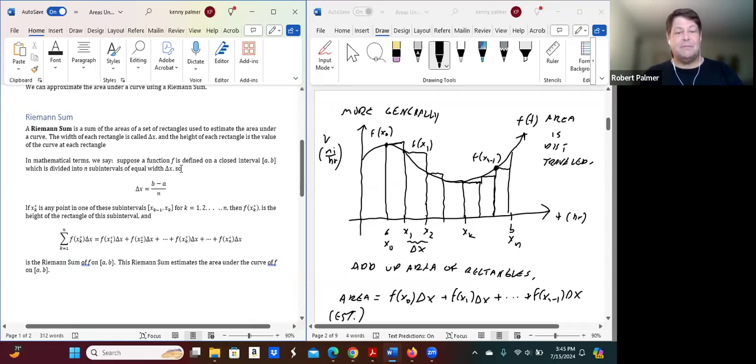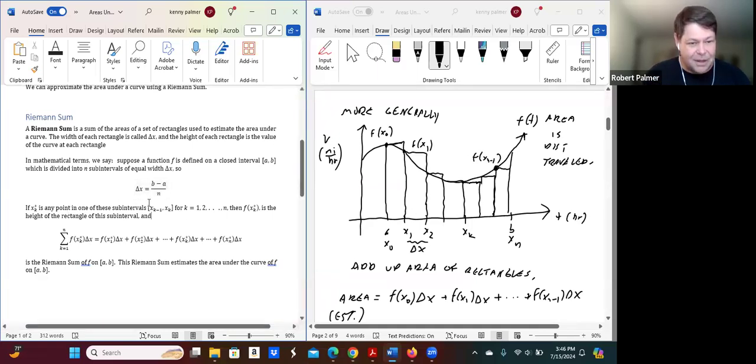So in mathematical terms, suppose you have some function f defined on a closed interval a to b. We divide it into n subintervals. It can be whatever you want, it could be 5, 10, 13, whatever. And the way we do that is we take b minus a, the length of our interval, divided by n, which divides it into n equal parts. That gives us our delta x.